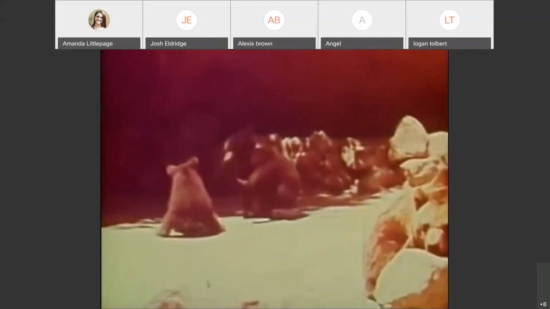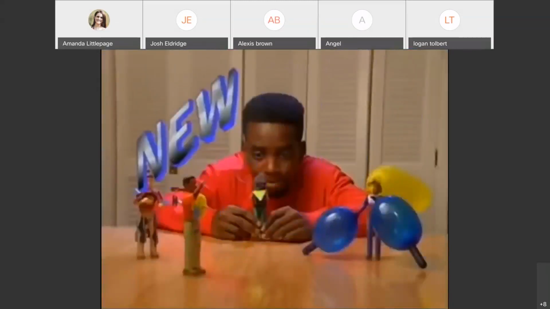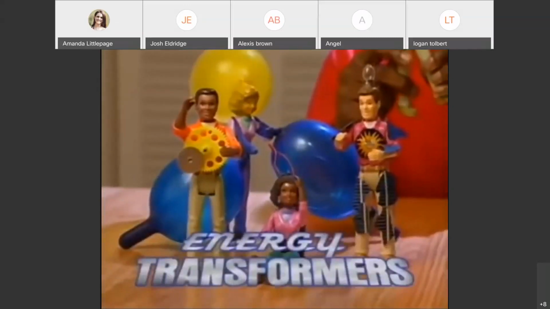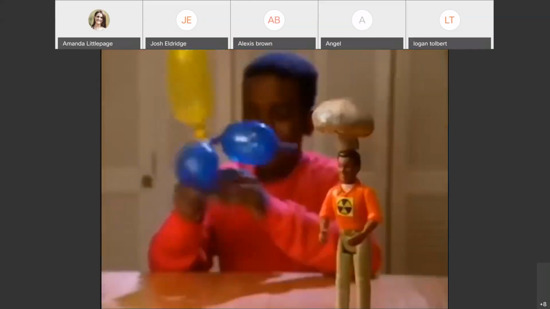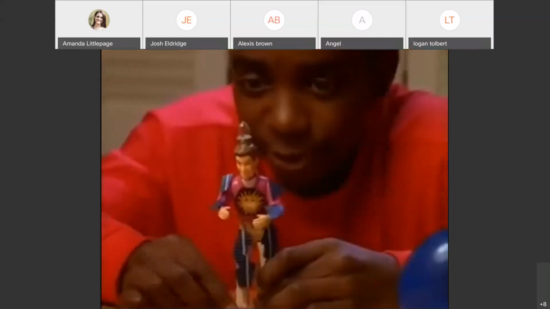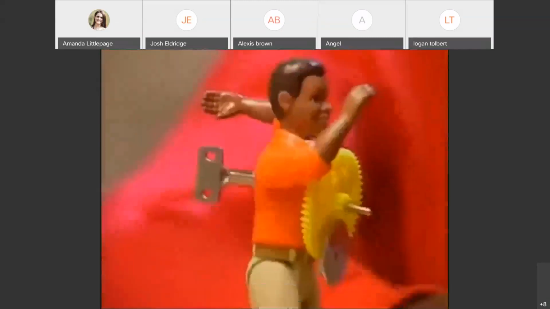Energy is needed to help things move and grow. New from Quantum Toys. Turning one kind of energy into another. Energy transformer. They're your energy pals. Better get some today.